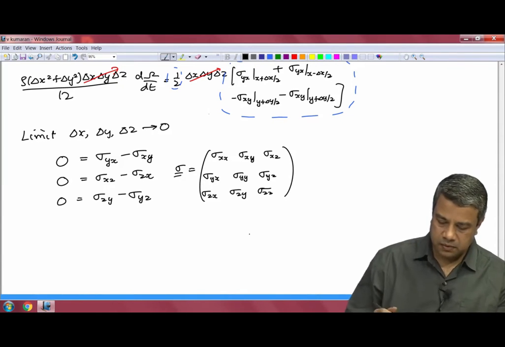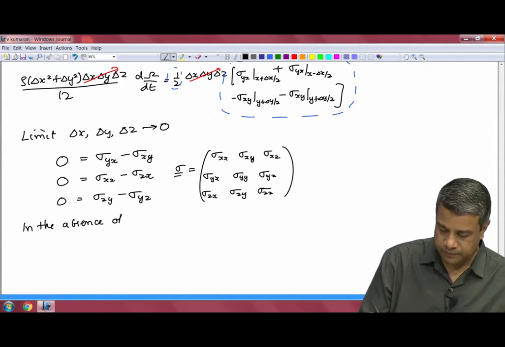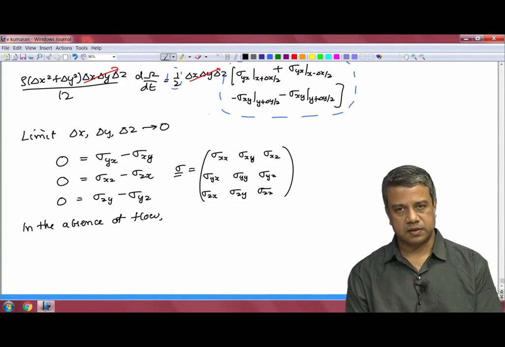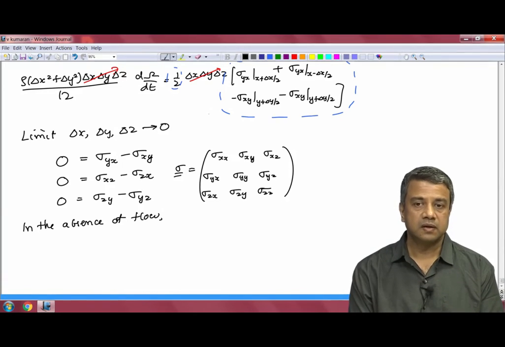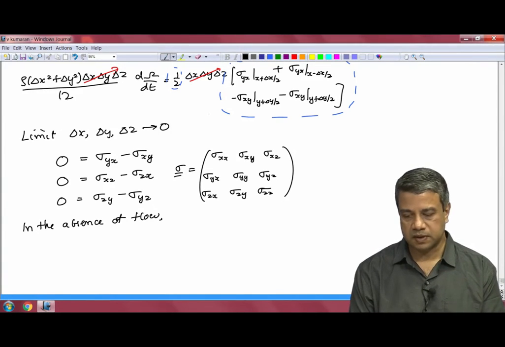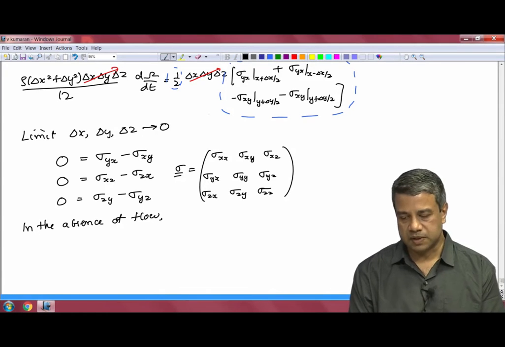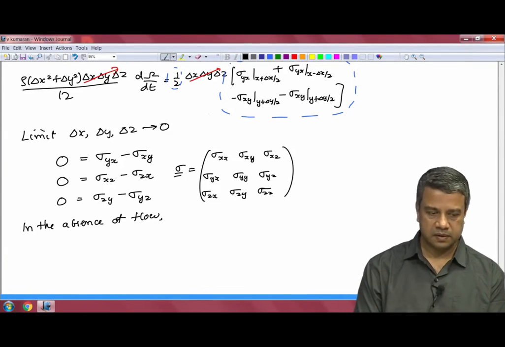Now, what if there is no flow? In the absence of flow, there could be a pressure. The pressure acts perpendicular to the surface, along the inward unit normal. Note that the stress tensor was defined with respect to the outward unit normal, whereas the pressure acts along the inward unit normal.